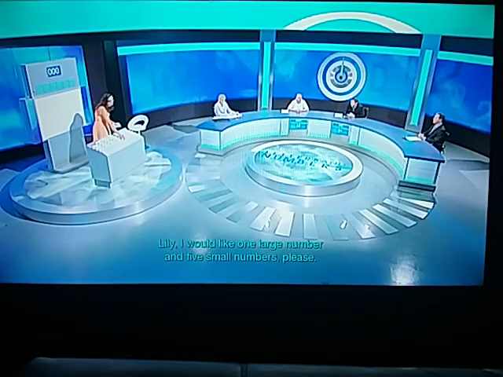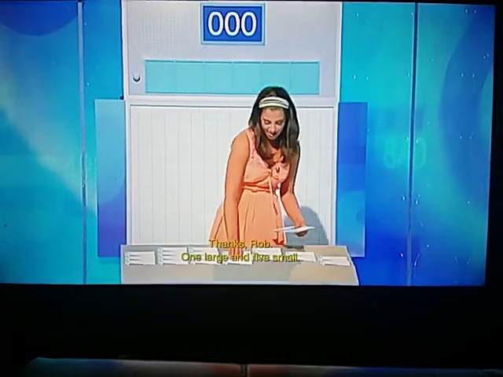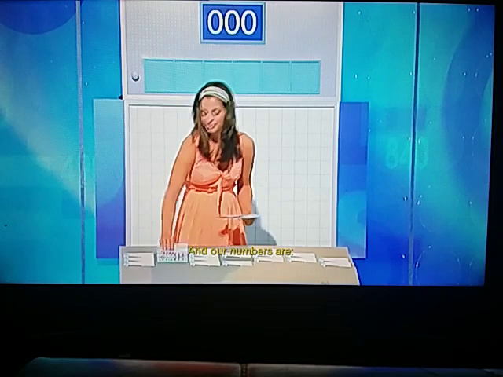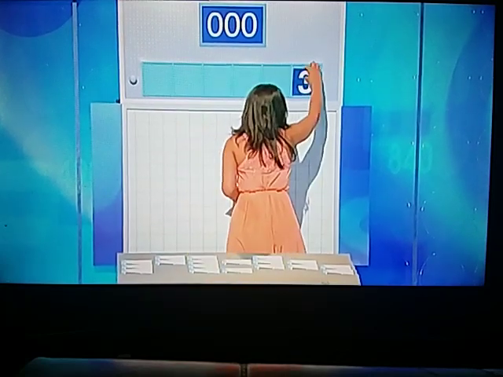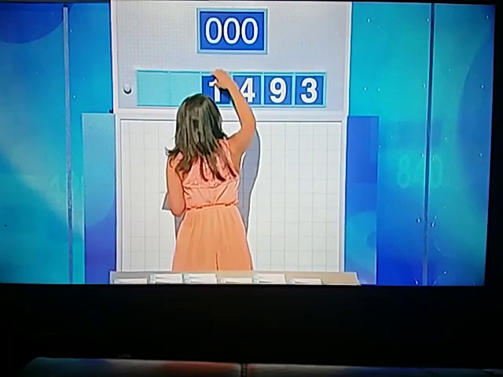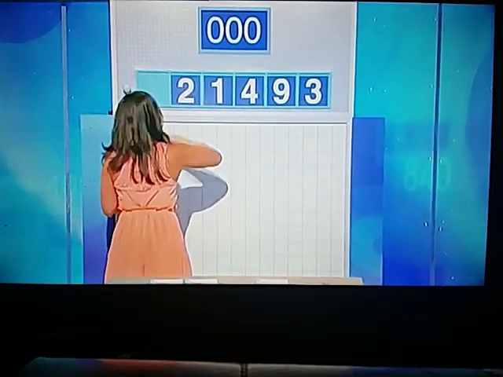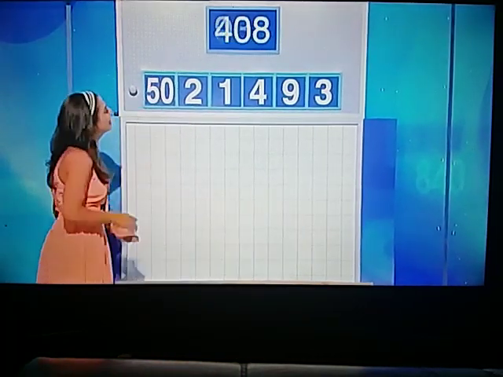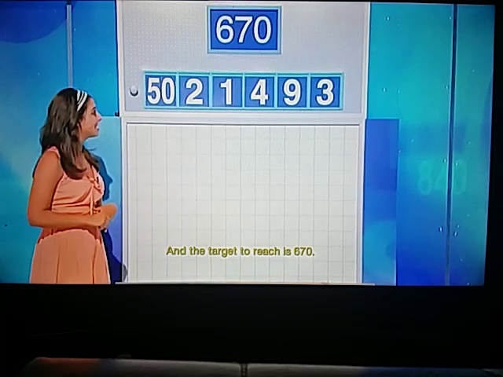Let's juggle with some numbers again now, and Rob, what combination would you like? Lily, I would like 1 large number and 5 small numbers, please. Thanks, Rob. 1 large and 5 small. And our numbers are 3, 9, 4, 1, 2. And the large number is 50. And the target treat is 670. Let's head for 670.